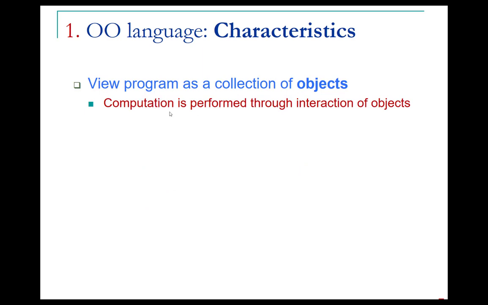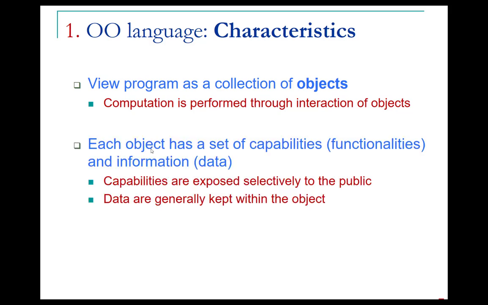A computation is performed through interactions among objects. Each object has a set of capabilities or functionalities, which are actually methods, and information, which is data. Capabilities are exposed selectively to the public so that a third party can use them, and data are generally kept within the object and modified by methods or functions within the class.